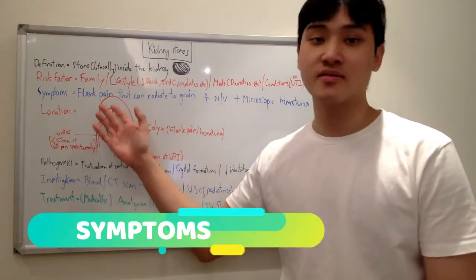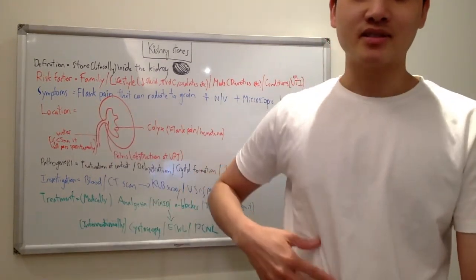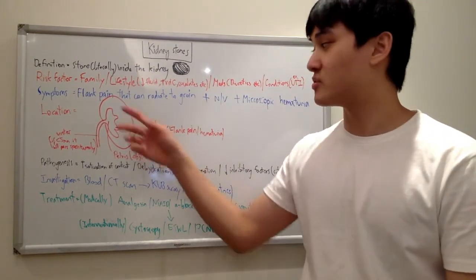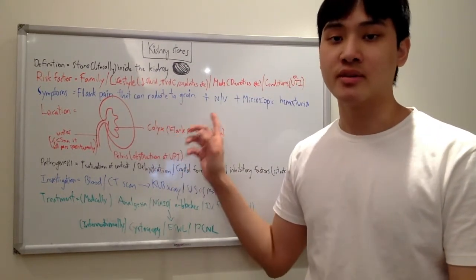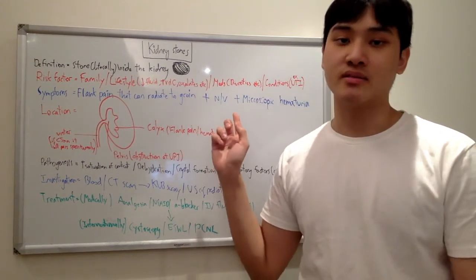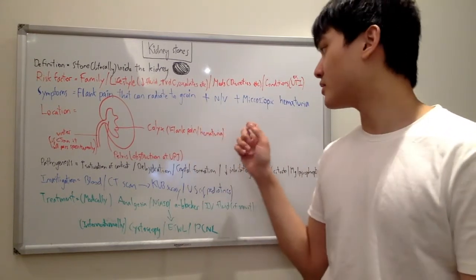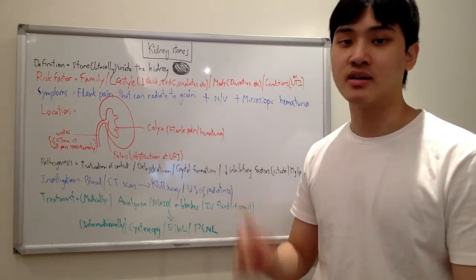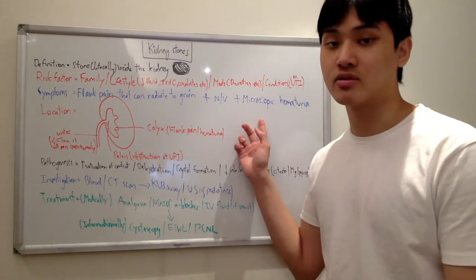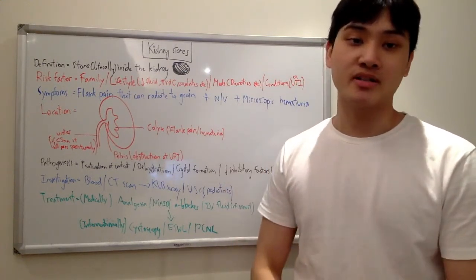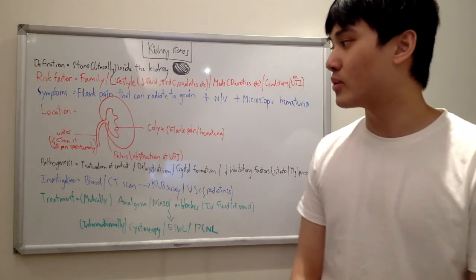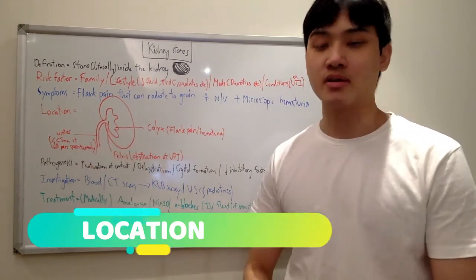Symptoms: it can cause flank pain, so pain just in your flank area, and that spreads down to your groin. You can be a bit nauseous and you can vomit as well. You might have bleeding in the urine, which you can't see because it's microscopic, but it will show up on a dipstick test.